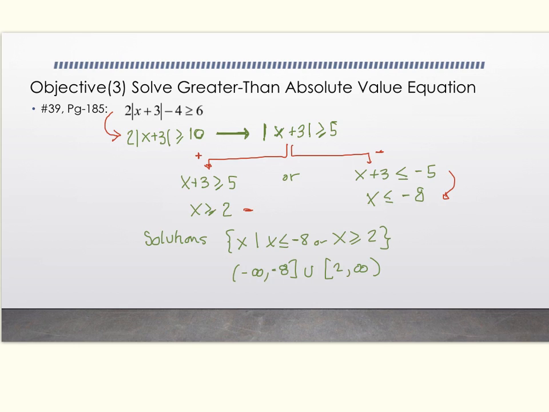So our solution, in set builder notation, is x such that x is less than or equal to negative 8, or x is greater than or equal to 2. And we can put that in interval notation: parenthesis negative infinity, comma, negative 8, bracket, union symbol, bracket, 2, comma, the infinity symbol, parenthesis.